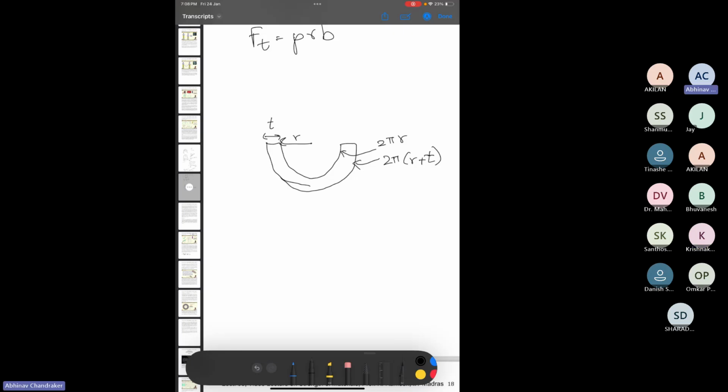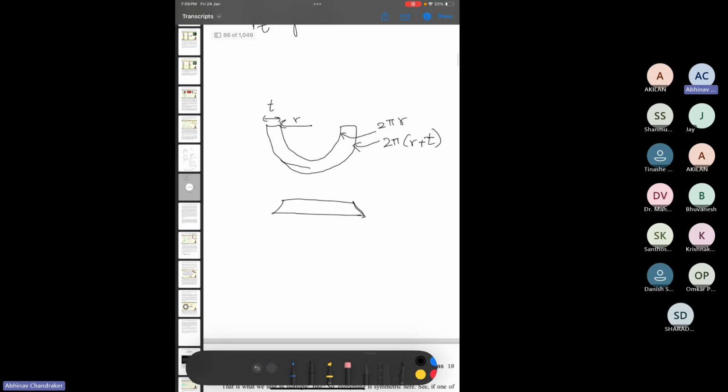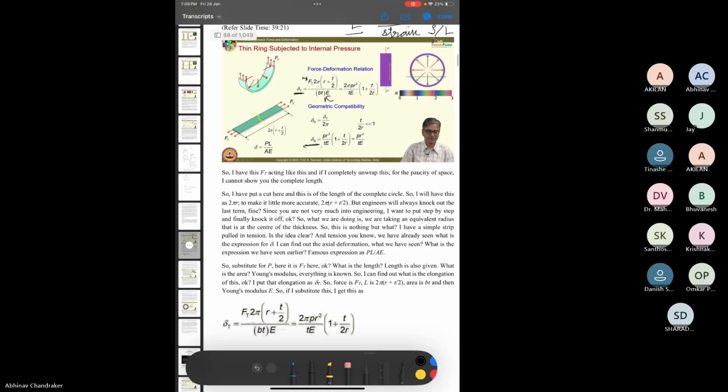So if you cut it in half and straighten this out, you'll see that the length is something like this. Since the inner portion and the outer portion have different lengths, it will not be a totally rectangular shape. But in order to simplify it, because we need to simplify it in order to use our mathematical understanding to develop the mathematical relation, we are assuming that it has an average length of 2 pi into r plus t by 2.